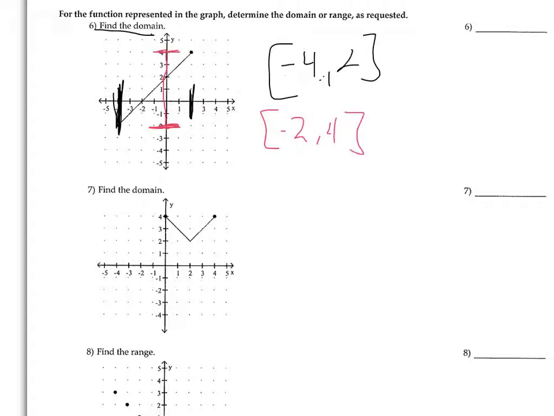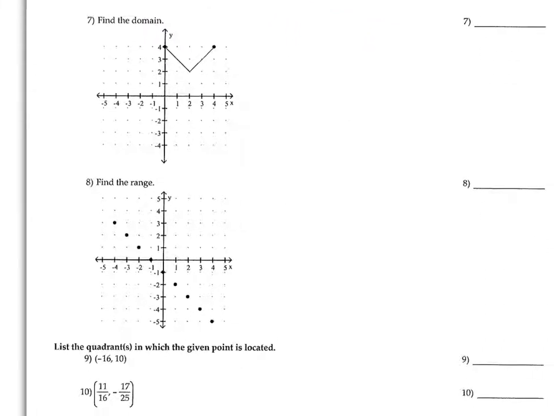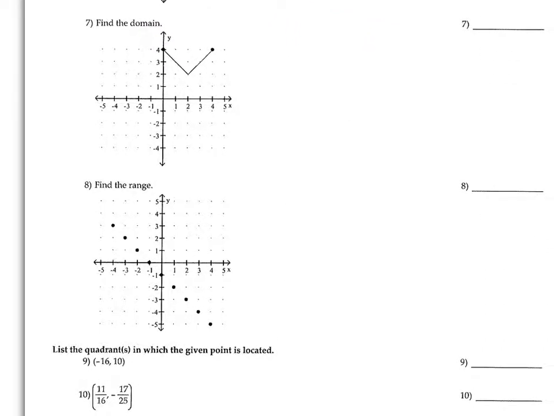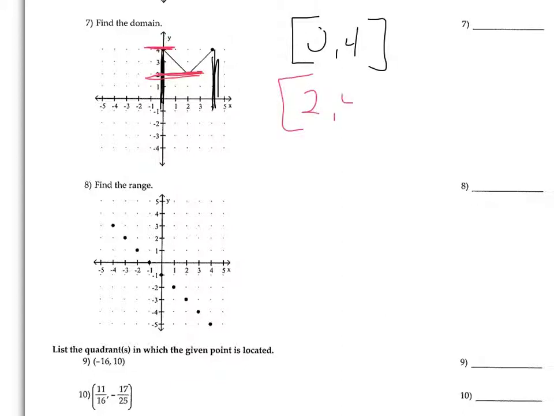So when we're looking for domains, we're looking for the x's. When we're looking for ranges, we're looking for the y's. Now, next one, we're going to look for the domain again. This starts at x equals 0, goes to x equals 4, so the domain of this would be 0 to 4. The range, on the other hand, we're looking for y's. That takes on y equaling 2 to y equaling 4. So the range is 2 to 4.